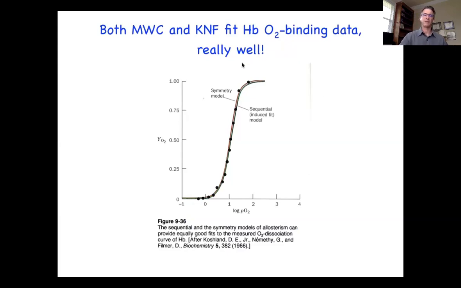Both models fit. Hemoglobin's cooperative, that nonlinear sigmoidal binding curve; the symmetry model and the induced fit of the sequential model work equally well. Within the noise of the measurement, you cannot distinguish them. So from the point of view of what we've been doing, having you do working problems, just model fitting to the data doesn't distinguish. And these two models, if you think about it, have fundamentally different assumptions. They're saying very different things physically about what's going on. But the model fitting doesn't distinguish them. So what do you do?